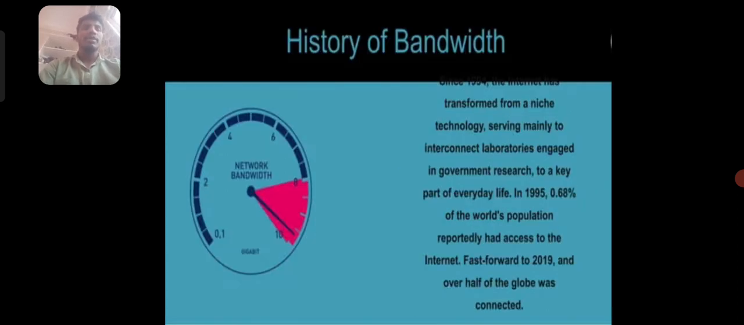First of all, the history of bandwidth. It transformed from a niche technology serving mainly to interconnect collaborators engaged in government research to a key part of everyday life. In 1995, 0.68% of the world's population reported having access to the internet. Fast forward to 2019, and over half of the globe was connected.